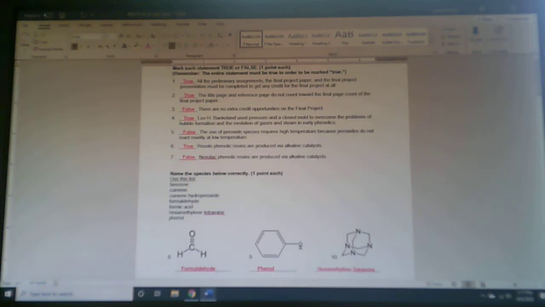Moving on to question 2. The title page and the reference page do not count toward the final page count of the final project paper. That is true. Question 3. There are no extra credit opportunities on the final project. At the time that this quiz was given, the correct answer was false. However, now there are no extra credit opportunities on the final project. So I'm not giving you your point back if you answered true, because at the time the correct answer was false. I would have allowed in-person presentations to be given if we were allowed to do that. However, we are not. So those 3 questions are not on exam 2, but we still have our final project to do, so please make note of those things.